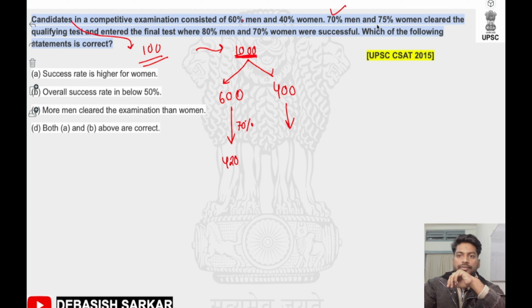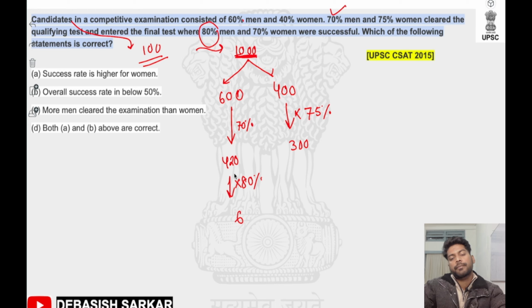And 75% women clearing the qualifying test. So 75% of 40, that is 300. Okay, you can do it and check, inside it will be the same. Okay, after that, in the final test, 80% men qualified. So 80% of 420, that will be yours 336. Okay, 336 men qualified in the exam.